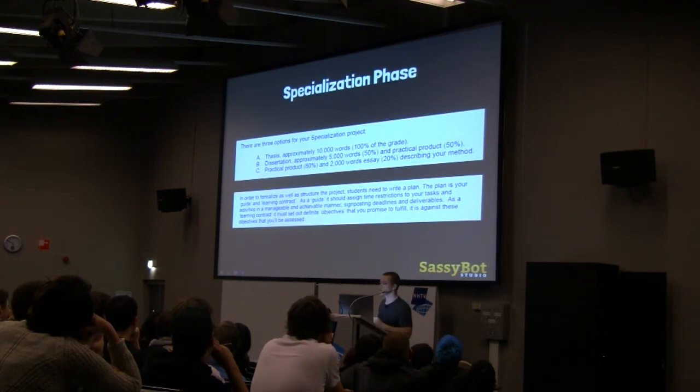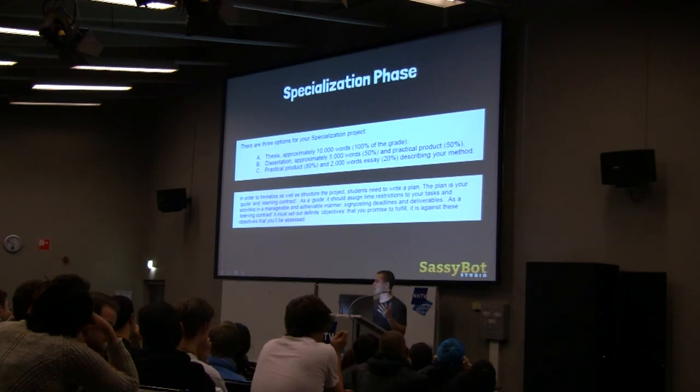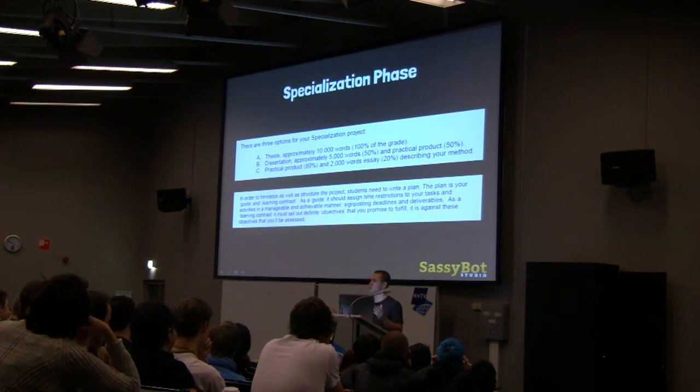You can also do a dissertation, where you have to create a sort of proof of concept supported by literature and studies relating to the project and the subject that you're investigating. Or C, a practical product, which is 80% practical and 20% theoretical, where you have to deliver a final finished product with a short description of the method that you use to produce the product. So this is for the specialization phase.